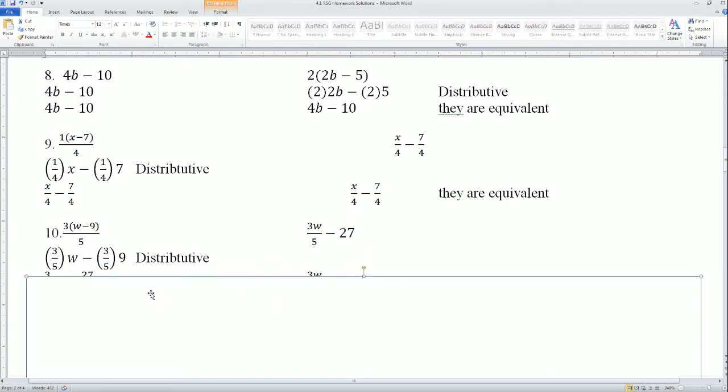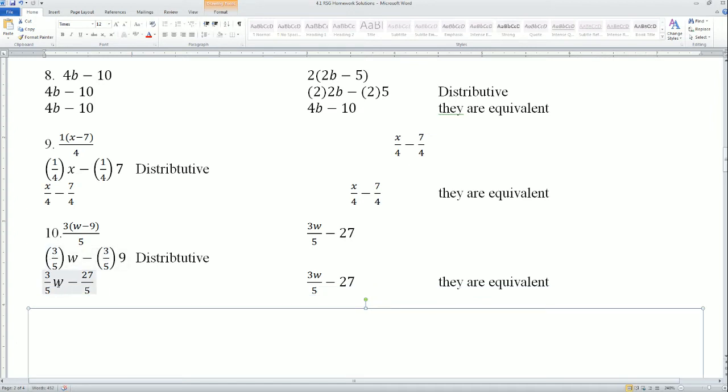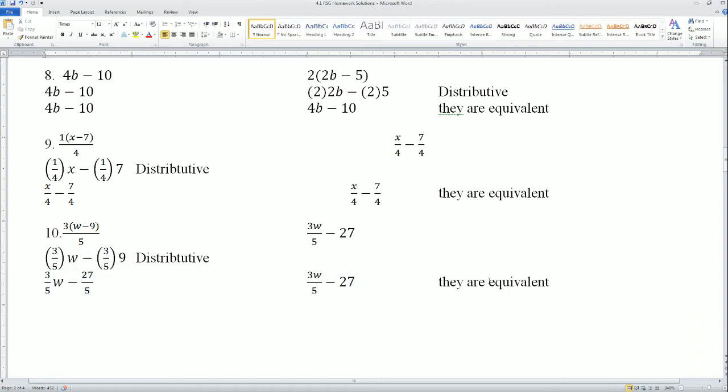Next, 3/5 is your coefficient out in front. You want to distribute that to the w and then negative 9. It becomes 3/5 w minus 3 times 9, which is 27, with 5 on the bottom. The 3/5 w, good. This is 27 over 5. They are not equivalent, okay? Because you see, this and this are not the same. That's why they're not equivalent.